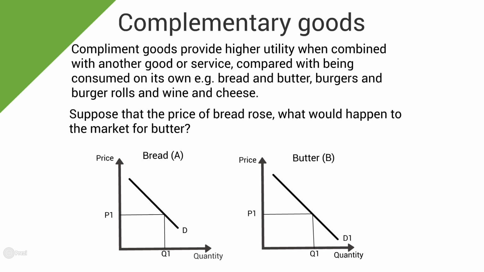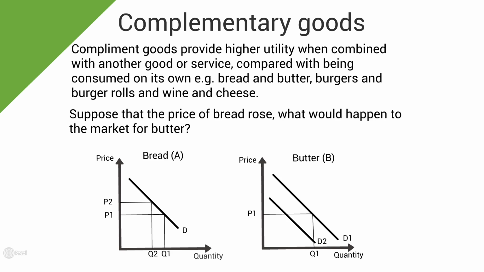The price of bread rises, which causes a movement along the demand curve, which leads to a lower quantity of bread being consumed. Quantity Q2 of bread is now being demanded rather than Q1, which was when the initial price was P1. As less bread is being demanded in the economy, there is less demand for butter because there is less bread to spread it on. This causes the demand curve for butter to shift inward from D1 to D2.